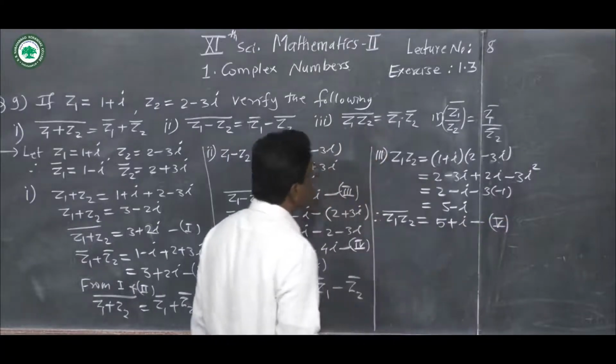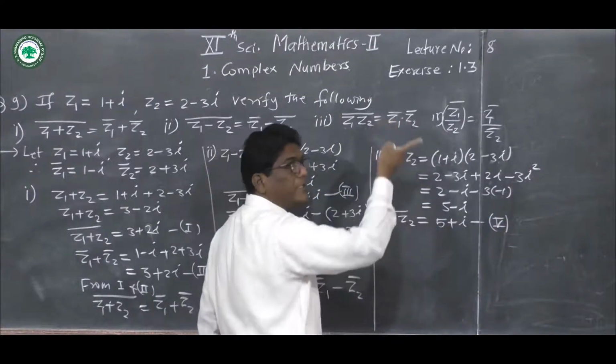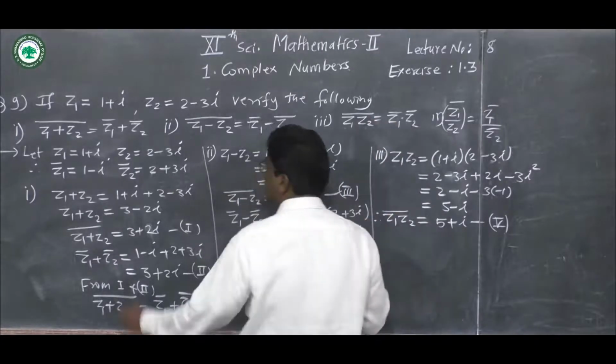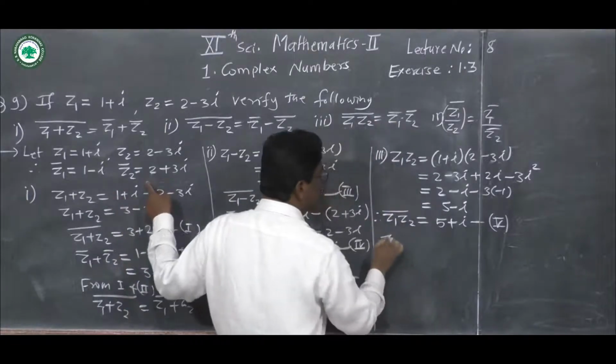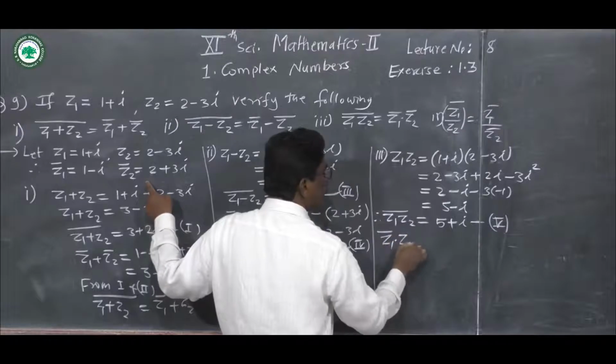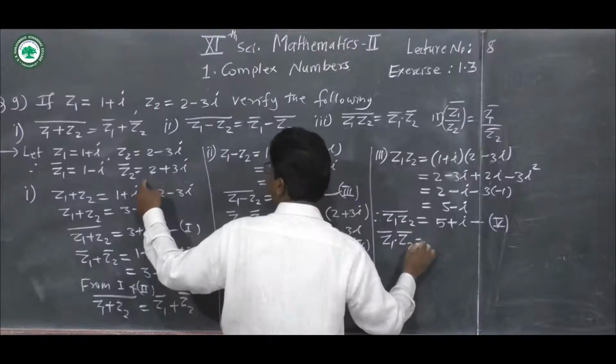Equation number 5. Now we take z1 bar into z2 bar. Already we know z1 bar and z2 bar, only take the product. So z1 bar into z2 bar is equal to, z1 bar is 1 minus i.